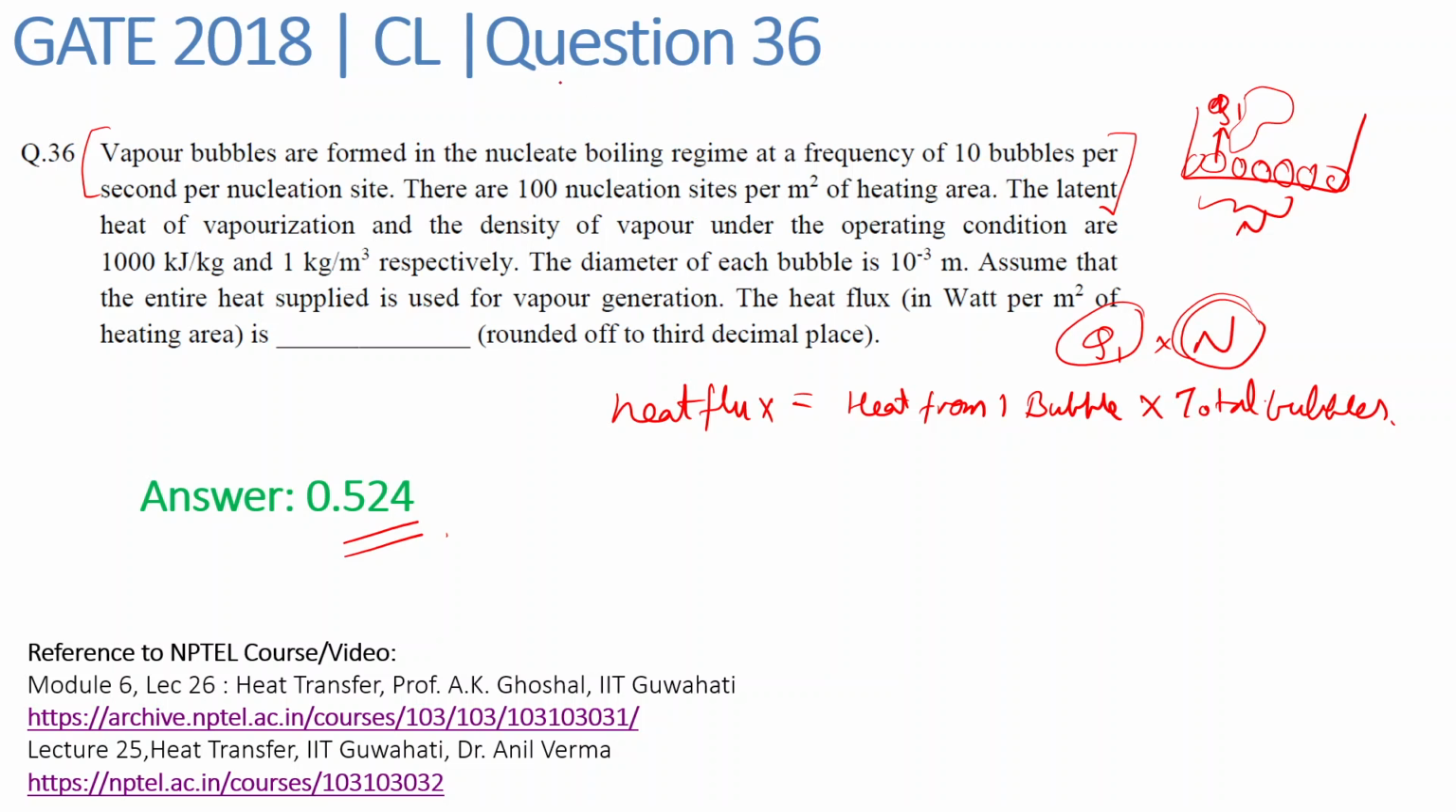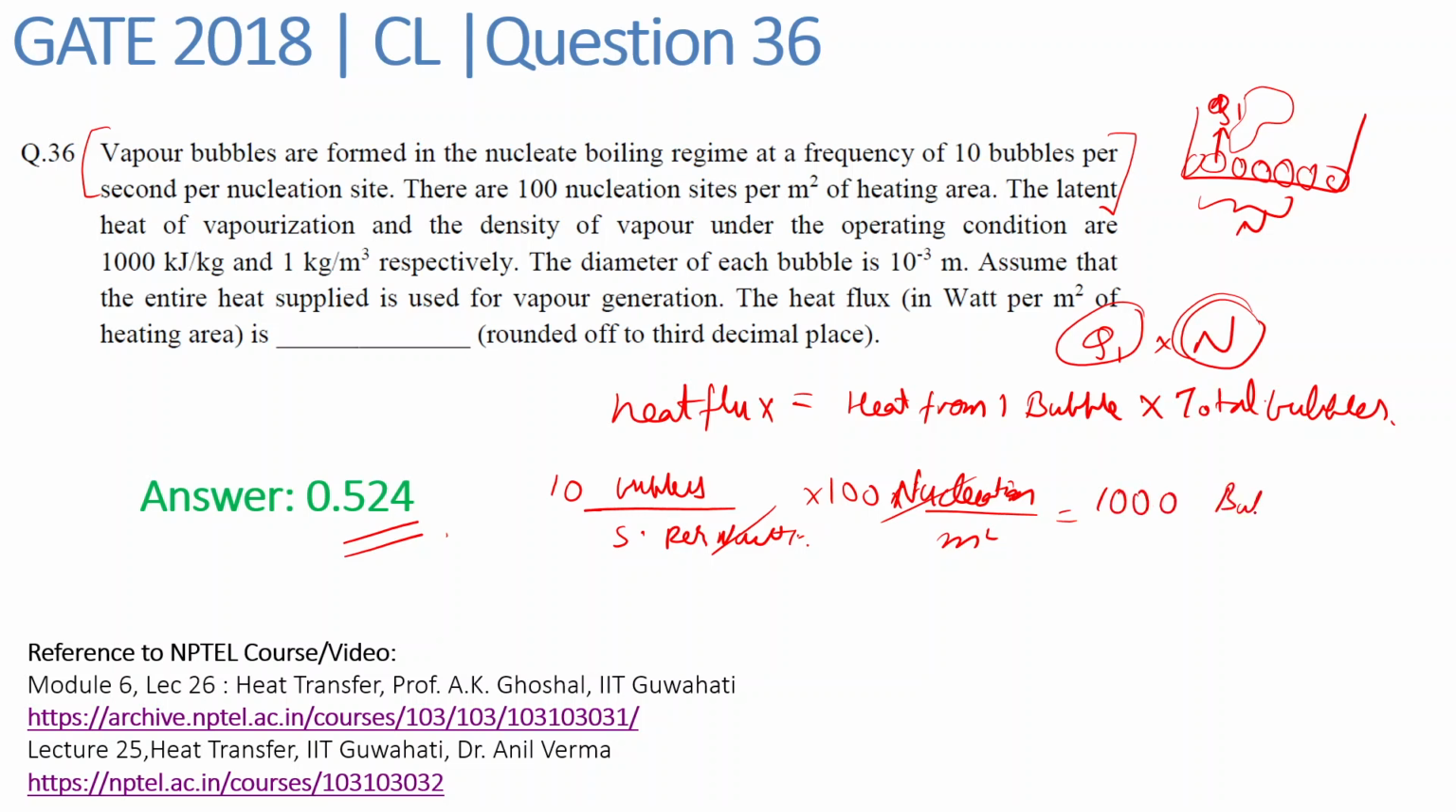So over here we have been given that vapor bubbles are formed at the frequency of 10 bubbles per second per nucleation site. And there are 100 nucleation sites per meter square, so we can just multiply it by 100 nucleation sites per meter square. So that will basically give us 1000 bubbles formed per second per meter square.